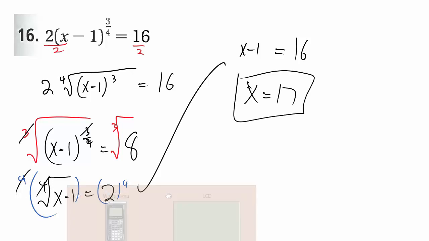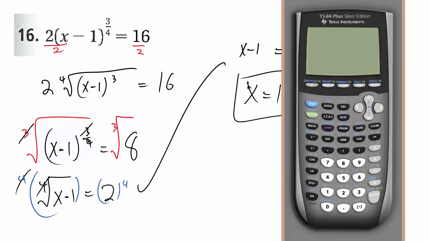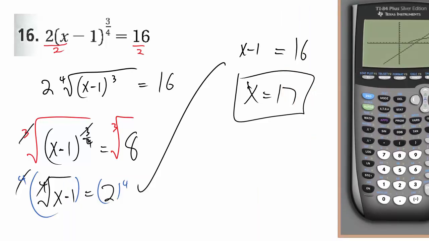You should check your answer. And this time I'm going to check it instead of by hand, on the calculator. Let me just make sure that if I plug exactly what I see, replacing the x with a 17, it outputs a 16, because the right side doesn't have to be simplified. So check your answer always. 2 open parentheses 17 minus 1, raise that to the 3/4 power. Since I get 16, I know that that's a valid answer.